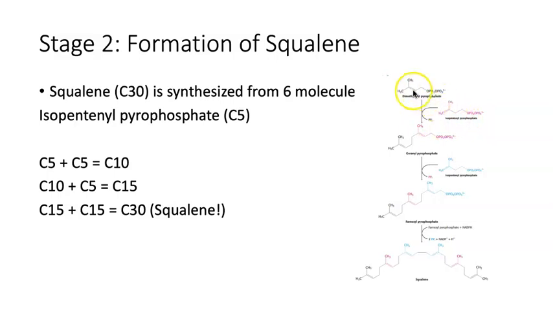So a 5-carbon plus 5-carbon is going to be 10-carbon geranyl pyrophosphate. Then we're going to add another C5 isopentenyl pyrophosphate, which is going to form C15 farnesyl pyrophosphate. Now we can add 2 farnesyl pyrophosphates together. So C15 plus C15 is going to give you C30, which is going to be squalene.